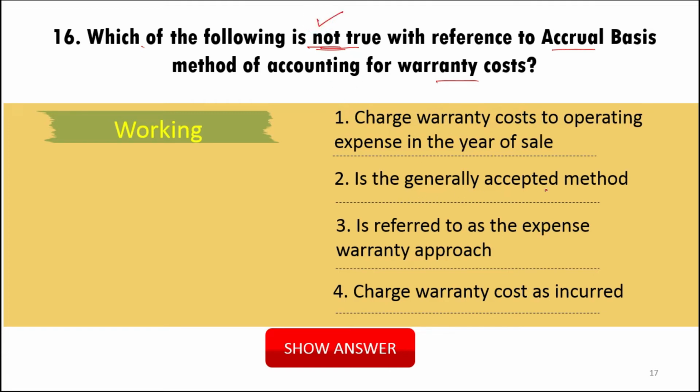Is it the generally accepted method? Yes, this is a generally accepted method. The accrual basis is the generally accepted method for accounting for warranty cost. It is referred to as the expense warranty approach. Yes, so this is also not our correct option. Our correct option is the 4th one, because charge warranty as cost incurred is not applied in the accrual basis. So the correct option is option number 4.